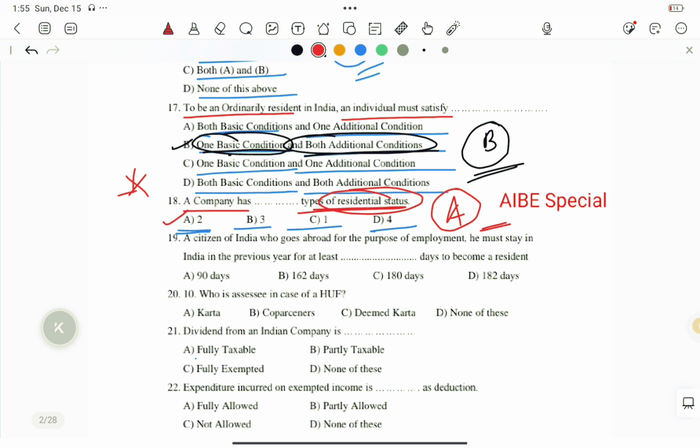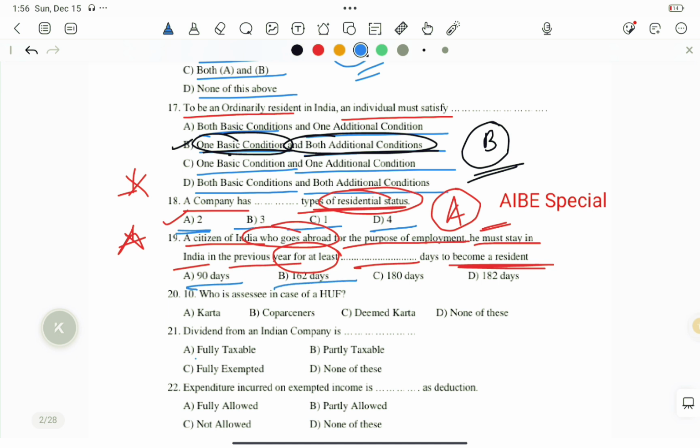Okay, so now moving to next question. The next question is, a citizen of India who goes abroad for the purpose of employment, he must stay in India in the previous year for at least how many days to become a resident? Very important question. Let's see the options. Option A 90 days, option B 162 days, option C 180 days and option D 182 days. So in this case, the correct option would be option D, that means 182 days.